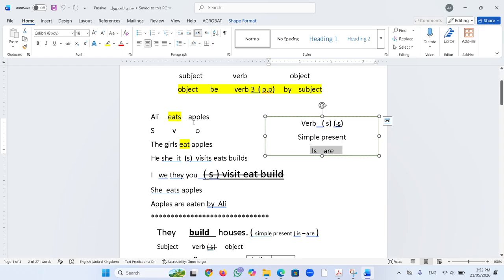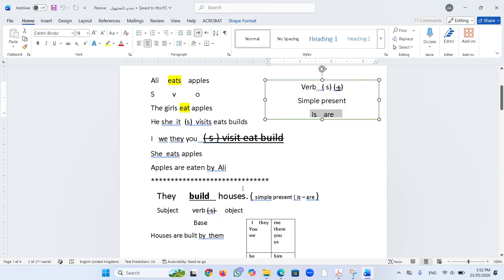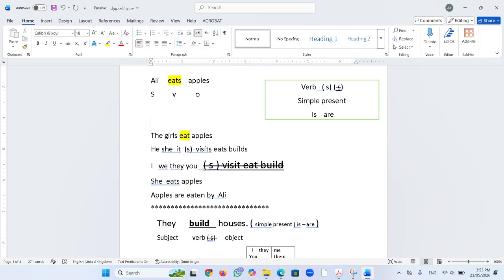Okay, look at the sentence. Ali eats apples. All right, here the verb contains s. The girls eat apples. Verb without s. So the verbs with s or without s, we add is or are. Okay, look here. How to change the sentence? Apples are eaten by Ali. You must include apples, which is the object. Apples are eaten by Ali.